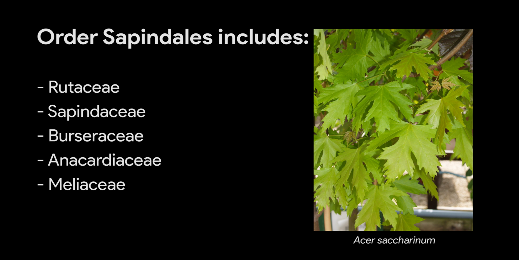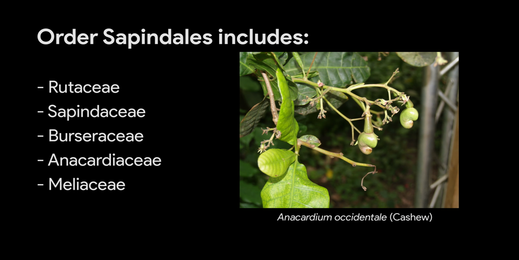Frankincense and myrrh come from Burseraceae. The cashew nut, Anacardium, is from the Anacardiaceae family. The Meliaceae family includes a range of economically significant trees, including the neem tree.